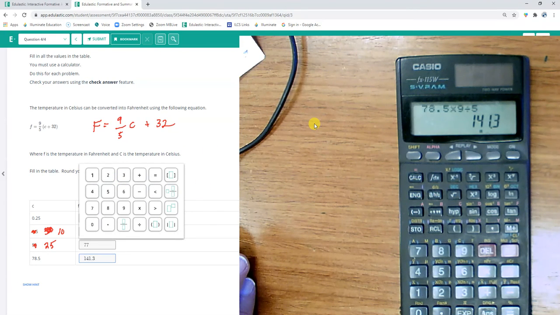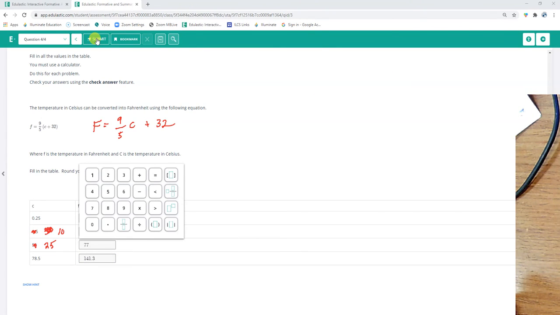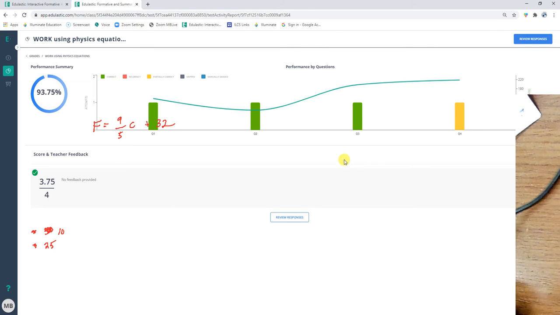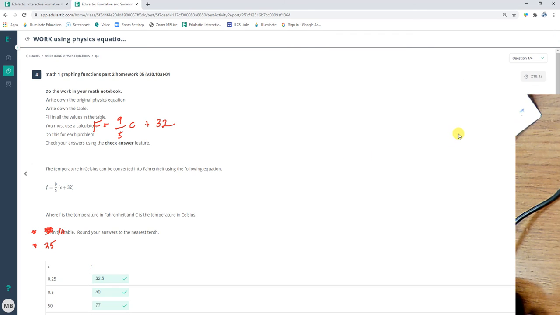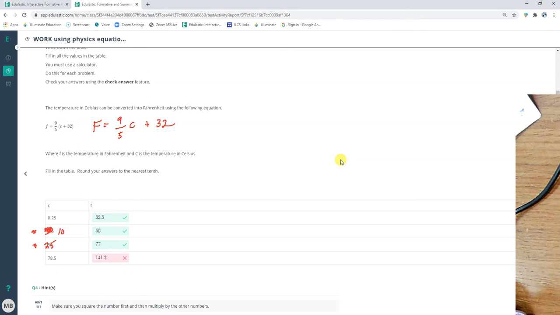And let's see how I did. So it says I missed one right here. 141.3. How did I mess that up? 78. Because I didn't add the 32 to it, did I? Plus 32 is 173.3. All right. So I messed that one up because I didn't add the 32 to it.